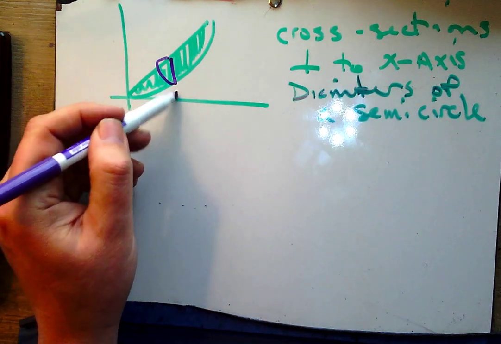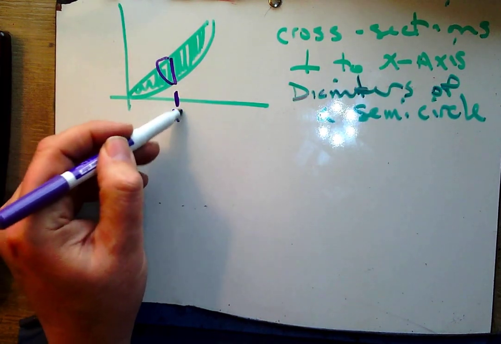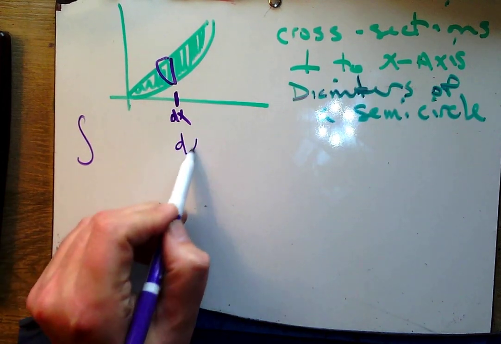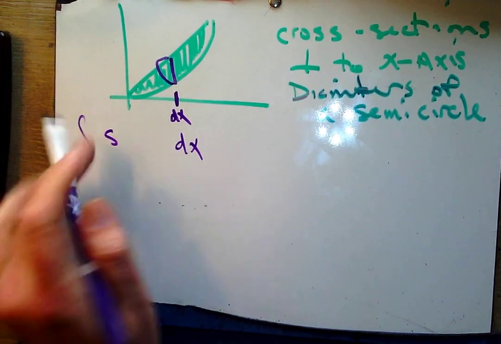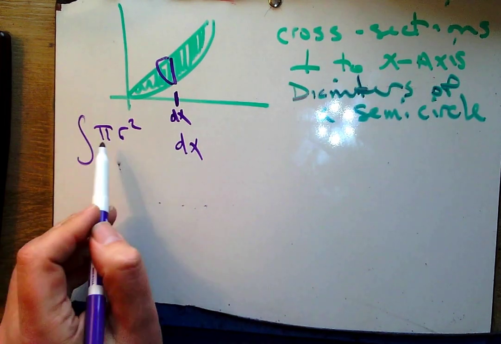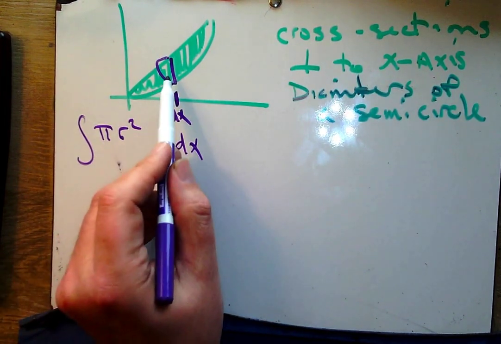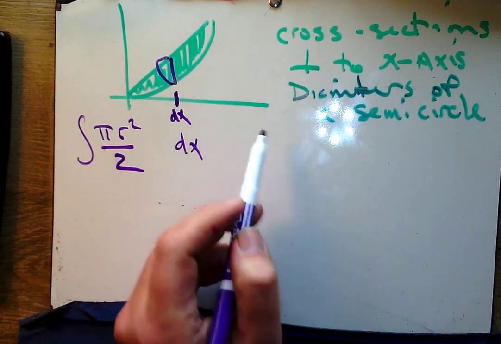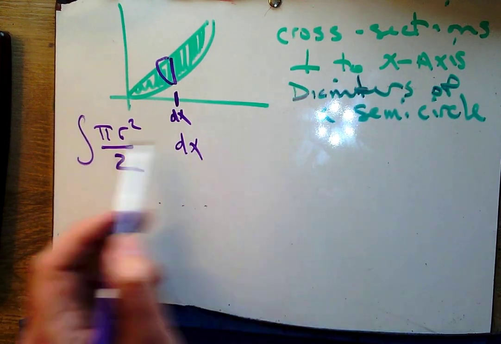Okay, so the thickness is measured here on the dx. So I've got a dx integral. Pi r squared? No, that's a whole circle, and we only have half a circle. We want a 2 there. So, what's my radius? Well, I don't know.